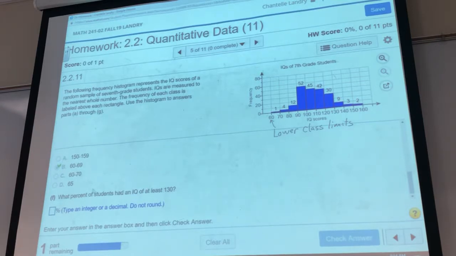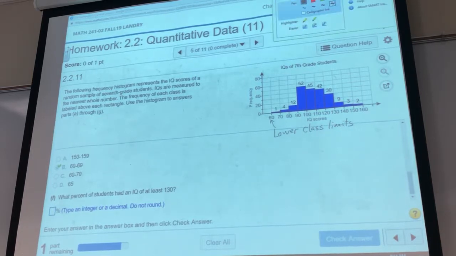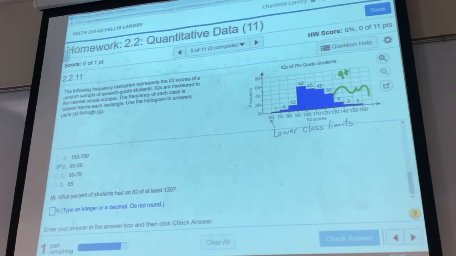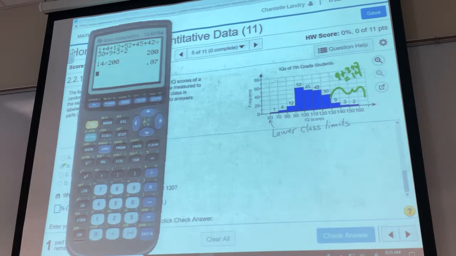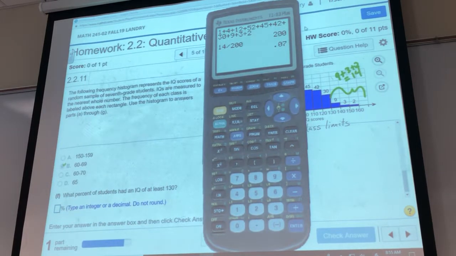All right, and then it asks what percent of students had an IQ of at least 130. So 130 is the least it could be. It could be anything from here and above. So altogether, at least 130 is going to be here. If we add those up, 9 plus 3 plus 2, we get 14. But they ask what percent, so it's 14 out of 200. So 14 of the students out of the 200, that's going to give us 0.07. They want it as a percent though, so I'm going to move this decimal over 2 places and say that it's 7%.